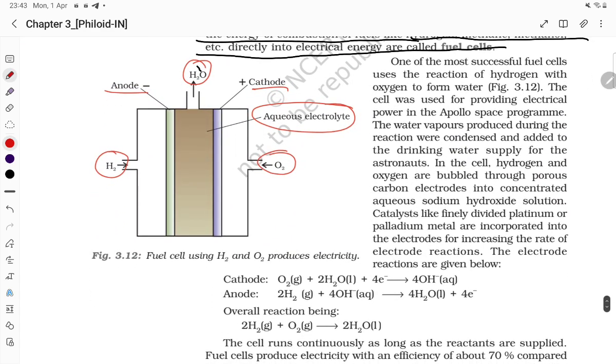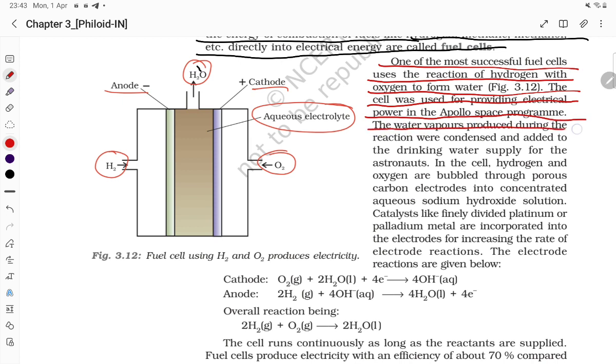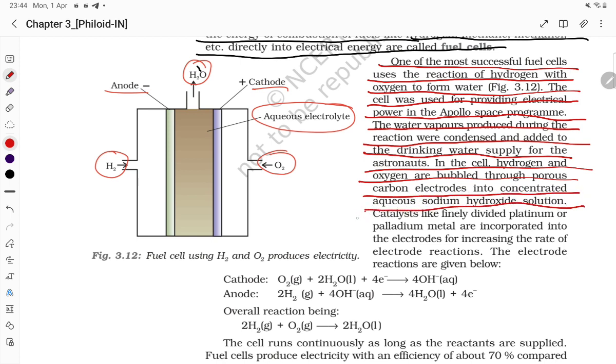Now, one of the most successful fuel cells used the reaction of hydrogen with oxygen to form water. The cell was used for providing electrical power in the Apollo space program. The water vapor produced during the reaction was condensed and added to the drinking water supply for the astronauts. In the cell, hydrogen and oxygen are bubbled through the porous carbon electrode into the concentrated aqueous sodium hydroxide solution. Catalysts like finely divided platinum or palladium metal are incorporated into the electrode for increasing the rate of the electrode reaction.